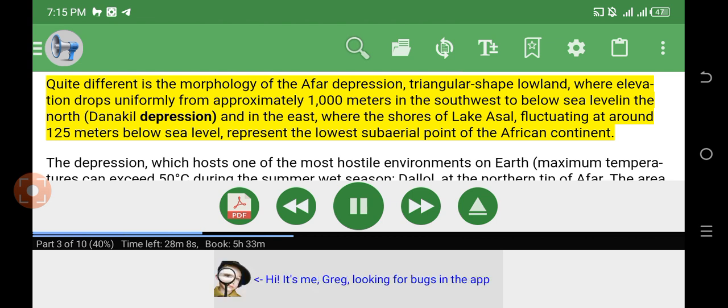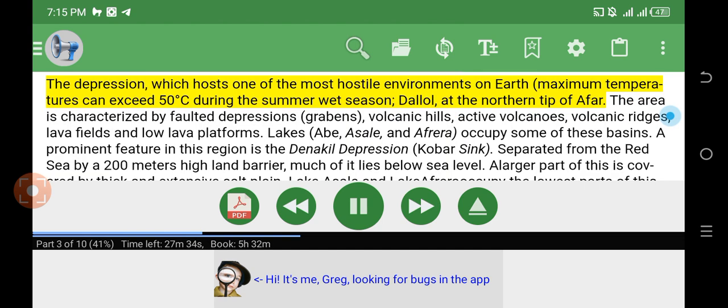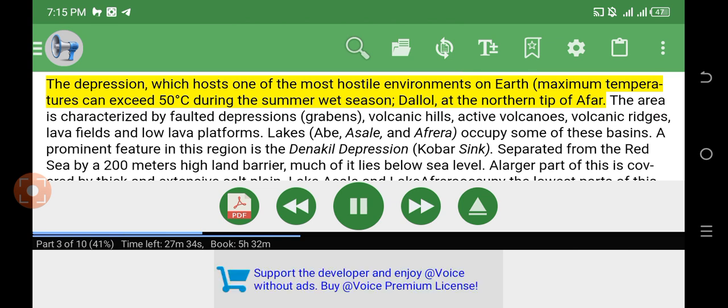The depression, which hosts one of the most hostile environments on Earth, has maximum temperatures that can exceed 50 degrees Celsius during the summer wet season, at Dalol, at the northern tip of Afar. The area is characterized by faulted depressions, grabens, volcanic hills, active volcanoes, volcanic ridges, lava fields, and low lava platforms. Lakes Abe, Asale, and Afrera occupy some of these basins. A prominent feature in this region is the Danakil Depression, Kobar Sink. Separated from the Red Sea by a 200 meters high land barrier, much of it lies below sea level.